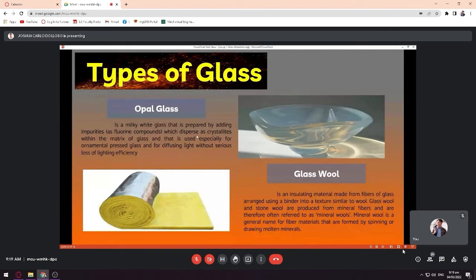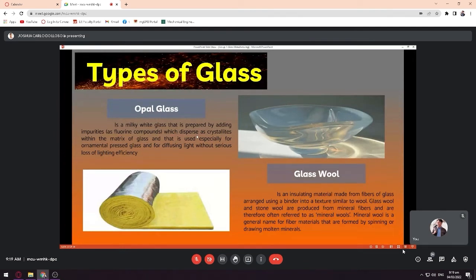The next is opal glass. It is a milky white glass that is prepared by adding impurities which disperse as crystallites within the matrix of glass, and that is used especially for ornamental pressed glass and for diffusing light without serious loss of lighting efficiency. The next is glass wool.